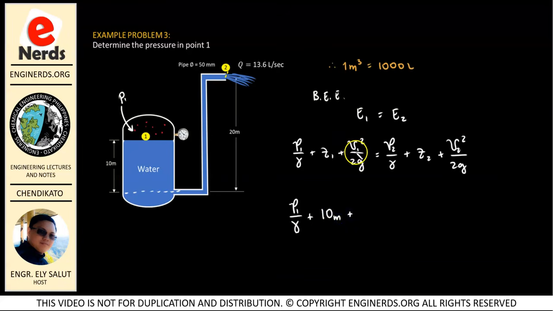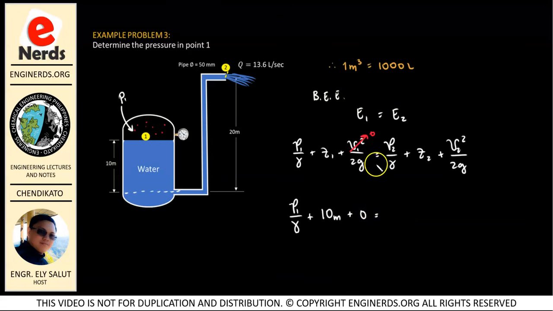Plus our velocity head at point 1. Okay, so katulad ng sinabi ko kanina, we have a big tank here at maliit lang yung ating pipe that is only 50 millimeter diameter. So maliit lang yung opening ng ating pipe. So therefore, our velocity at point 1 is equal to 0. That will be negligible, no? Okay, so we have here our velocity at point 1, which is 0.